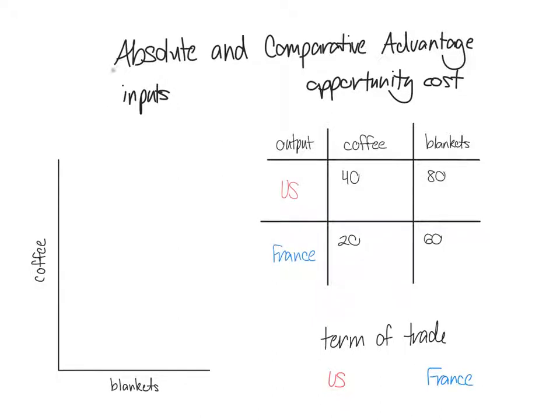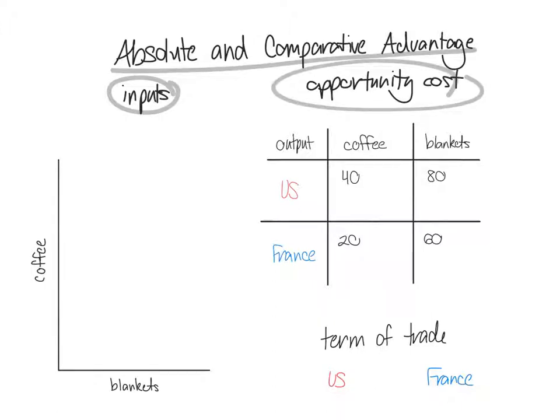Today I'll be explaining absolute and comparative advantage. The difference between the two is that absolute advantage is the ability to produce a good using fewer inputs than another producer. And comparative advantage is the ability to produce a good at a lower opportunity cost than another producer. Let's start with graphing the maximum.